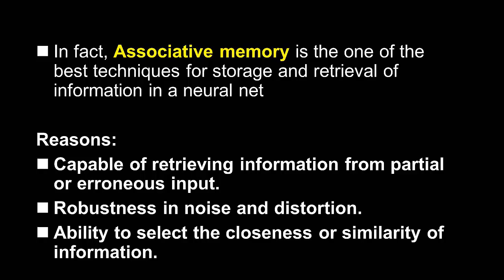In fact, associative memory is one of the best techniques for storage and retrieval of information in the neural net. The reasons are, first, they are capable of retrieving information from partial or erroneous input, and secondly, the robustness in noise and distortion, and third, the ability to select closeness or similarity of information.